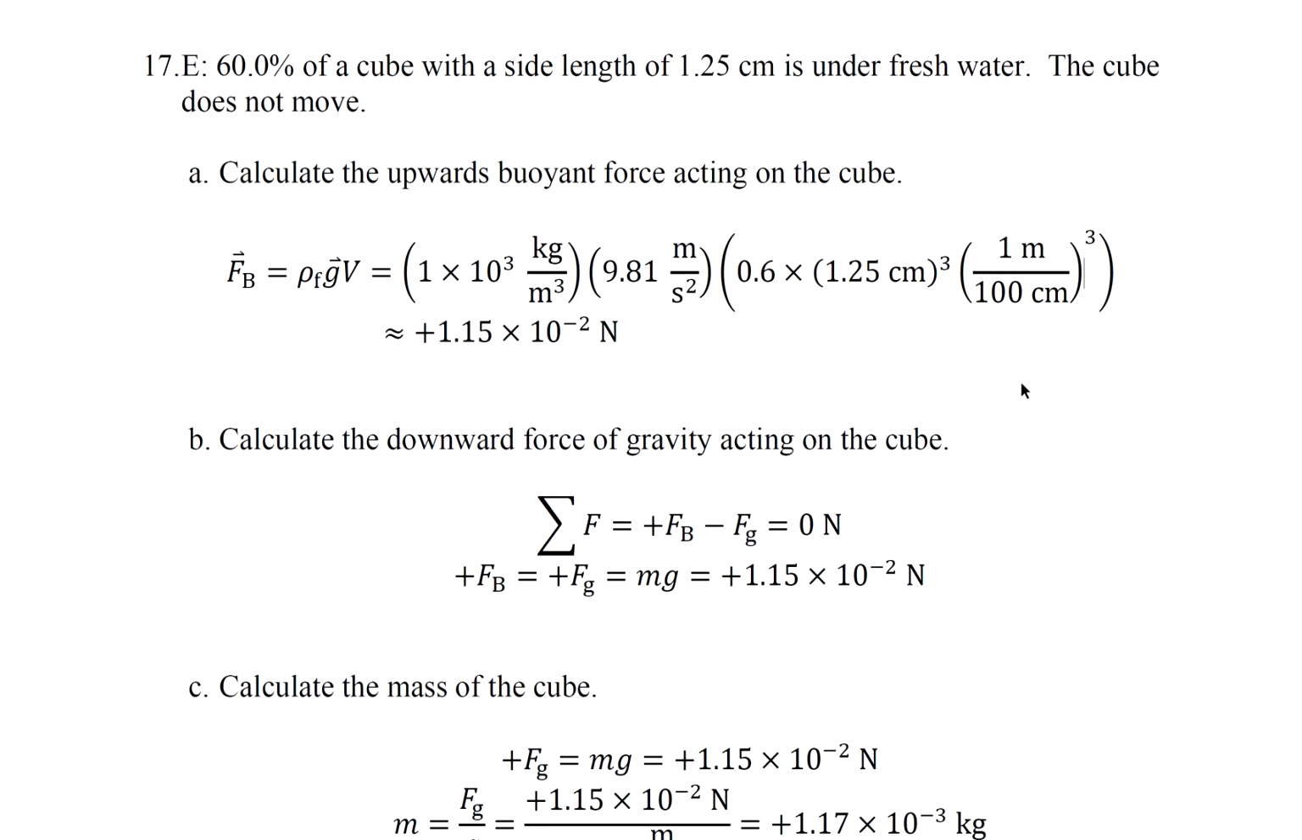Part B, calculate the downward force of gravity acting on the cube. Well, the cube doesn't move, so the force of buoyancy up equals the force of gravity down. You could say the buoyant force takes the place of the normal force if there was a hard surface.